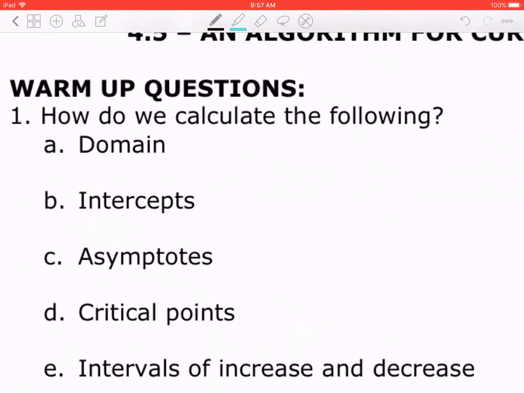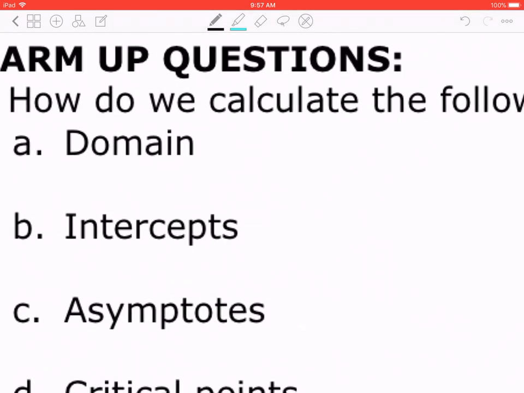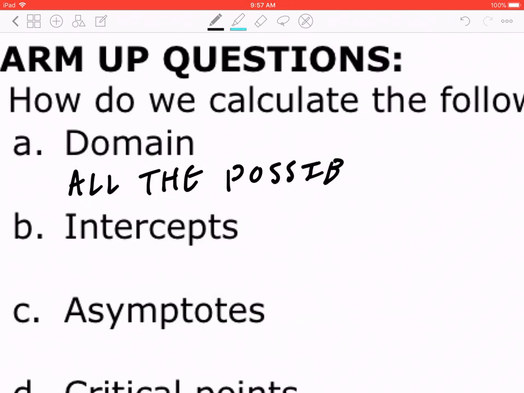Here's the warm-up. Number 1, how do we calculate the following? To find a domain, you're really looking for the possible values of x.